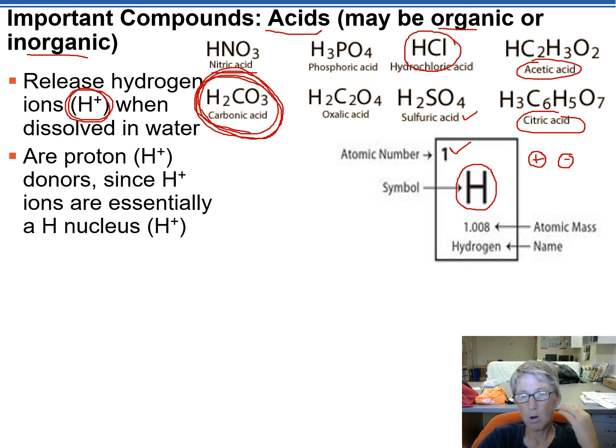But if you are a hydrogen cation, that means you've lost your 1 negative electron. That means you look like this, hydrogen cation, and really all you are is a proton. So sometimes they call free hydrogen ions protons.